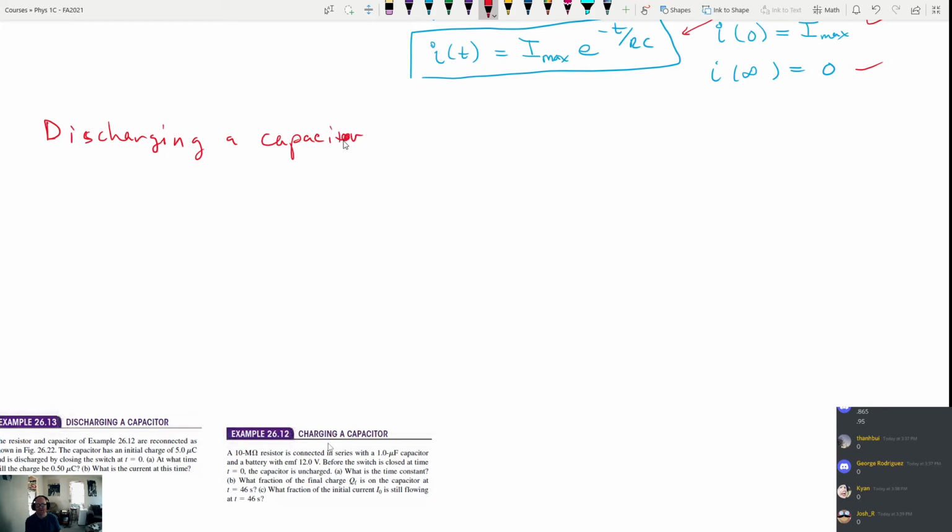so what that's going to look like is you have a resistor, you have a capacitor, and you're connecting them where the capacitor starts off with its maximum charge, and you close the switch at t equal to 0.